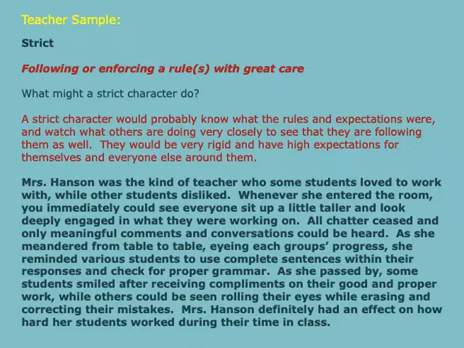As she meandered from table to table, eyeing each group's progress, she reminded various students to use complete sentences within their responses and check for proper grammar. As she passed by, some students smiled after receiving compliments on their good and proper work, while others could be seen rolling their eyes while erasing and correcting their mistakes. Mrs. Hanson definitely had an effect on how hard her students worked during their time in class.